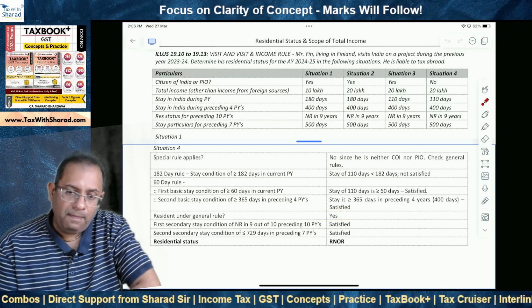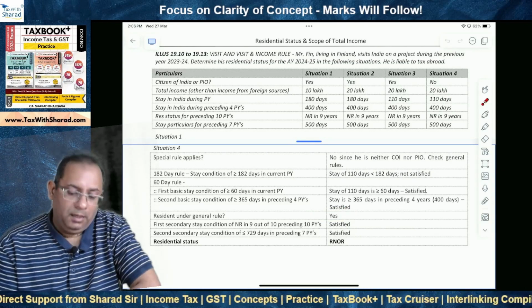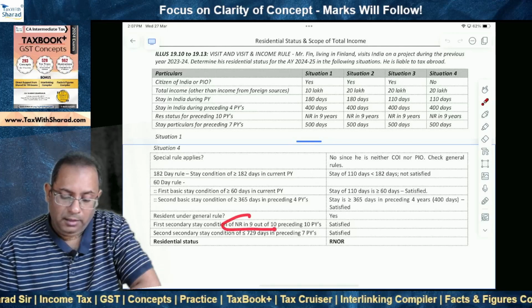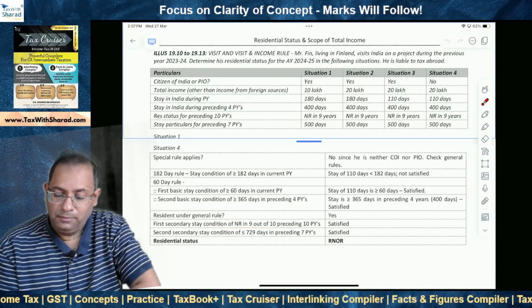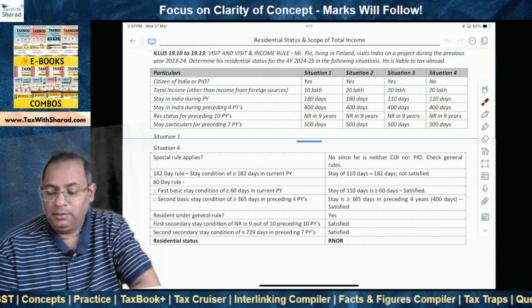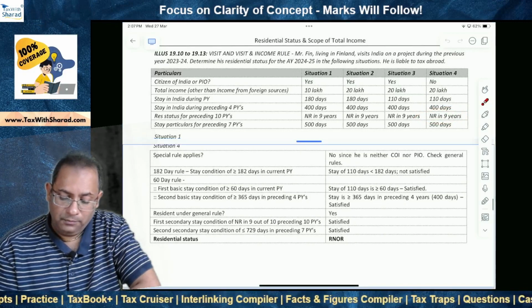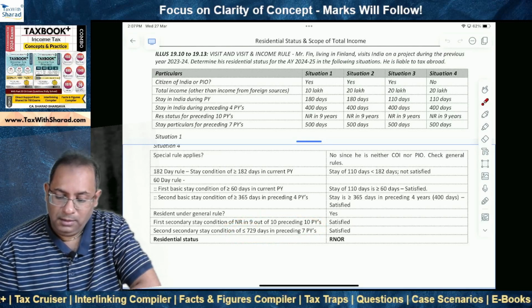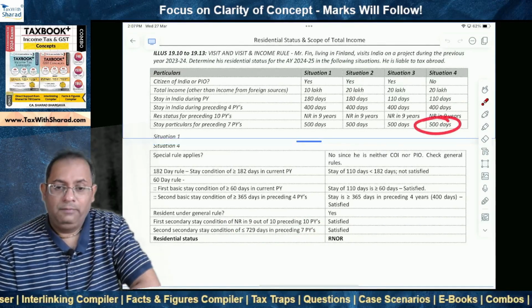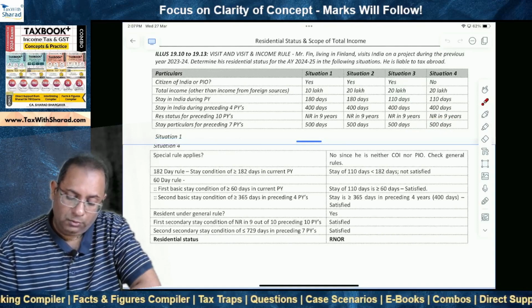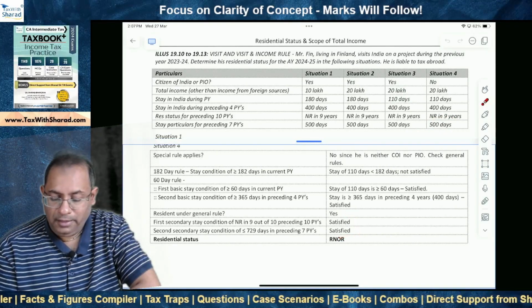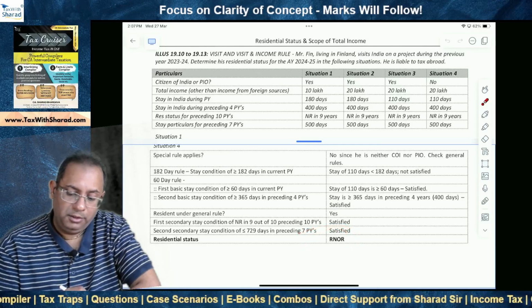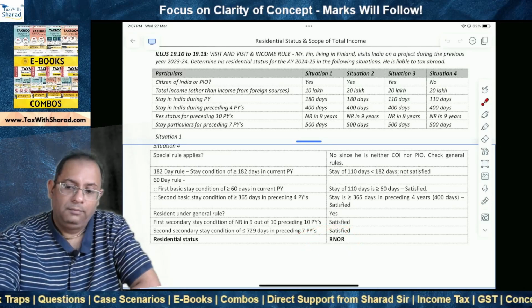Okay. Now we need to check ROR or RNOR, and there are two conditions. First, secondary stay condition of non-resident in 9 out of 10 preceding previous years. This is satisfied because in the question it is given non-resident in 9 years. Second is 729 days or less in the preceding 7 previous years. This is also satisfied because 500 days is what is given in the question. So both the secondary stay conditions are satisfied, and consequently the residential status of Mr. Finn in this situation will be RNOR.